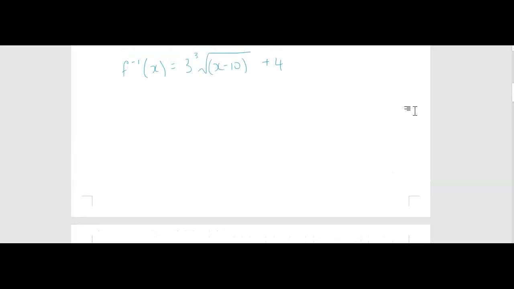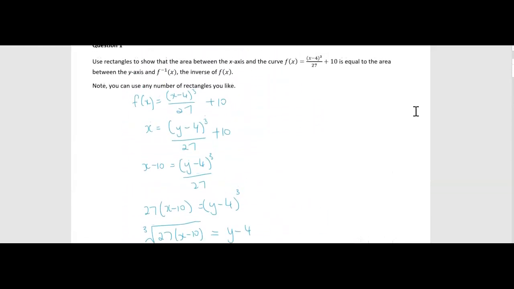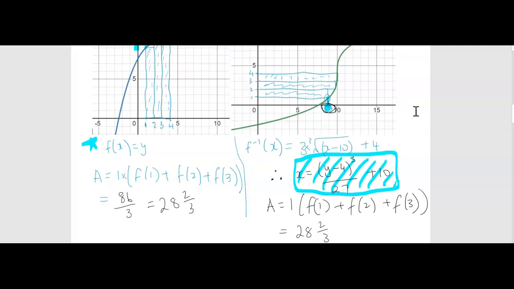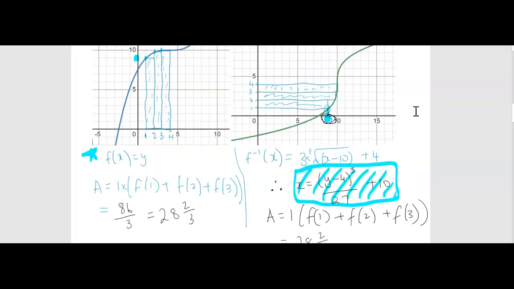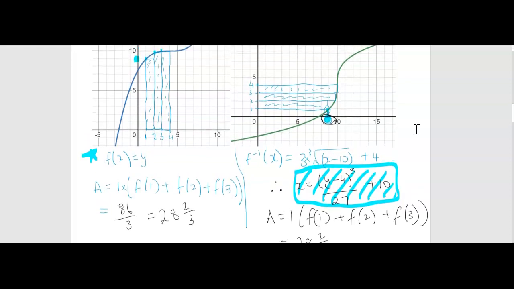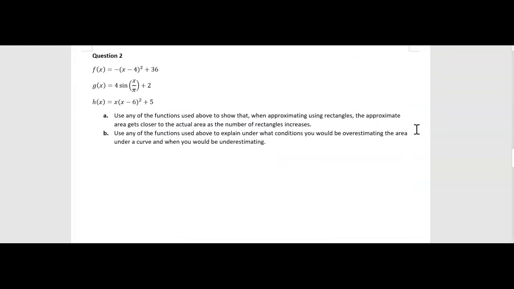Actually, did I answer that question? I can't remember. Yep, so we had to show the area. Now, if you wanted to do the exact area, I'm just trying to think. No, I'm not going to do that. All right, let's move on to question 2.